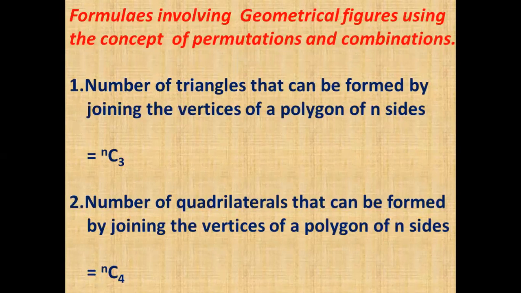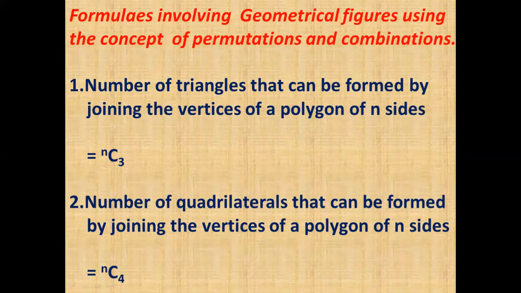Okay. Now we are coming to some important formulas. Suppose I ask you how many triangles can be formed by joining the vertices of a polygon of n sides. As we know, to form a triangle we need three vertices. A triangle has three vertices. So our answer would be nC3. If I give you 10 points, and ask how many triangles can be formed by joining the vertices of a polygon of 10 sides, your answer would be 10C3.